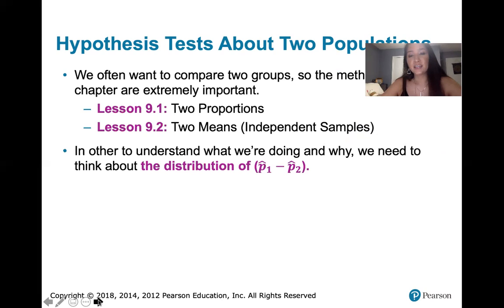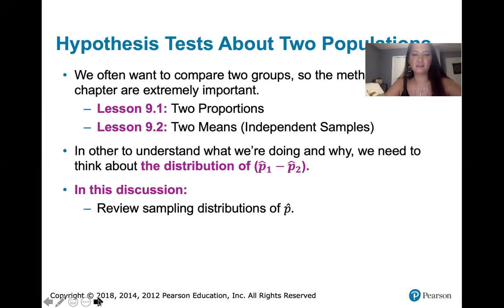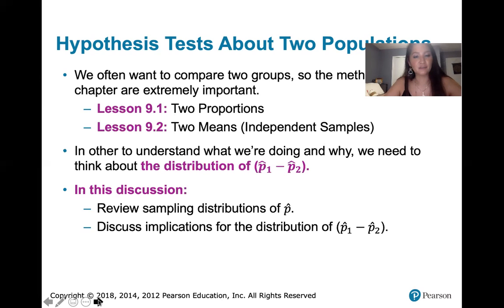Now, in order to understand what we're doing and why, we need to think about the distribution of p1 hat minus p2 hat. To do that, we need to remember something about the sampling distribution of the sample proportion p hat in general. So we're going to review the sampling distribution of p hat, what that means, and how we come up with the mean and the standard deviation, how those are represented for a particular sampling distribution.